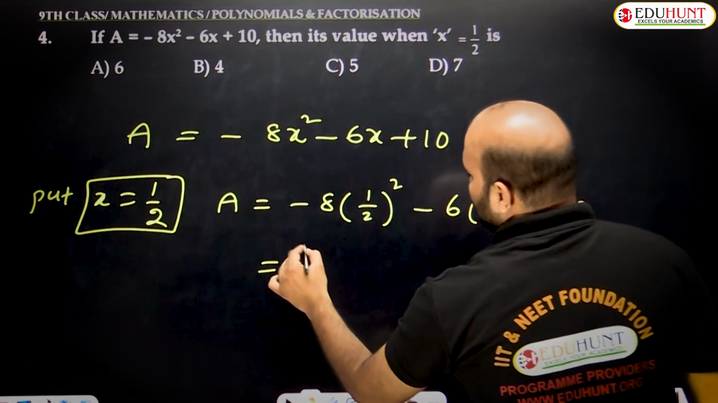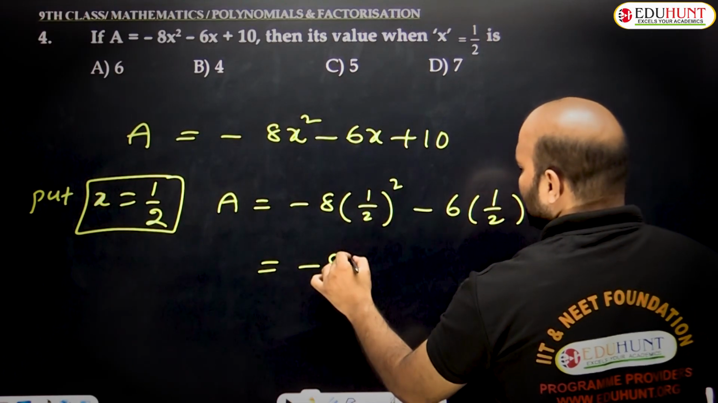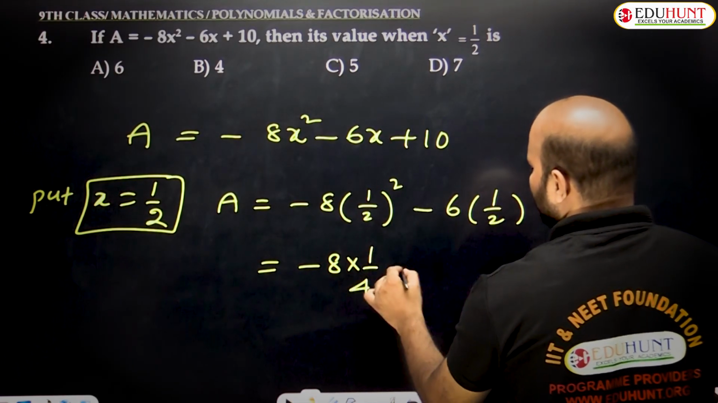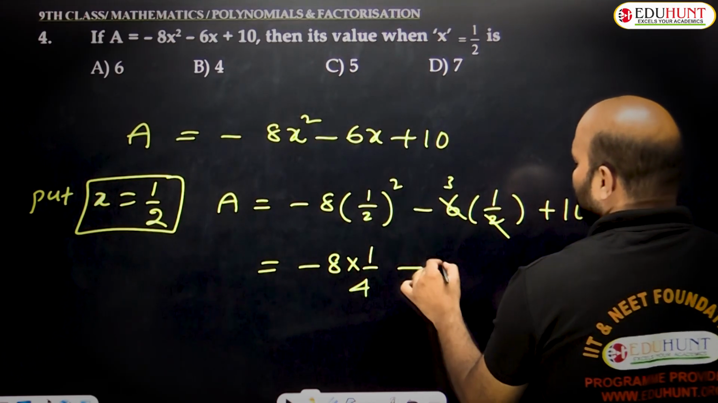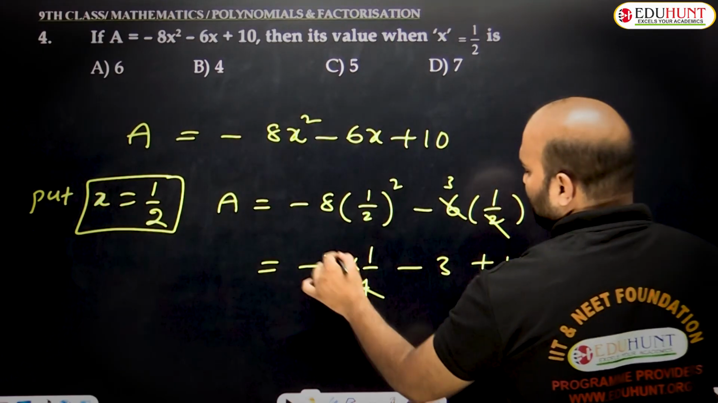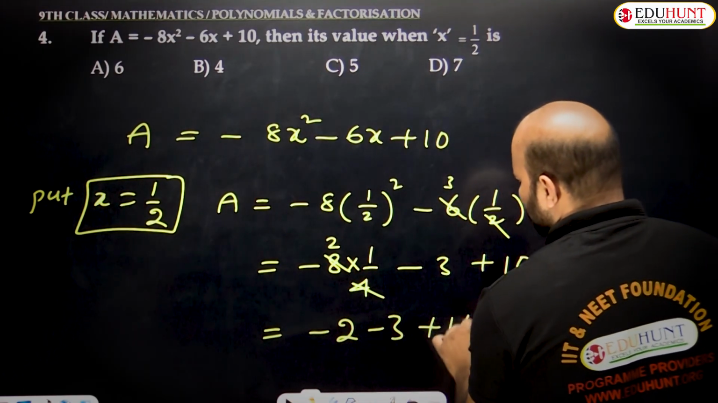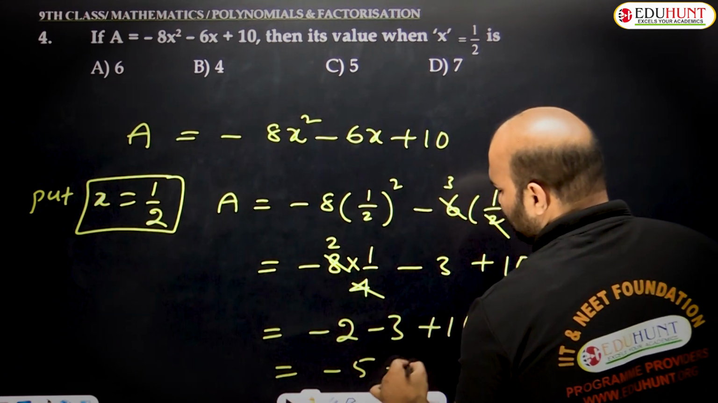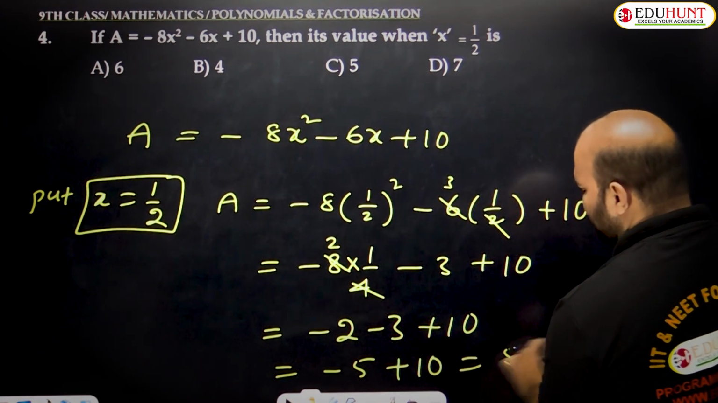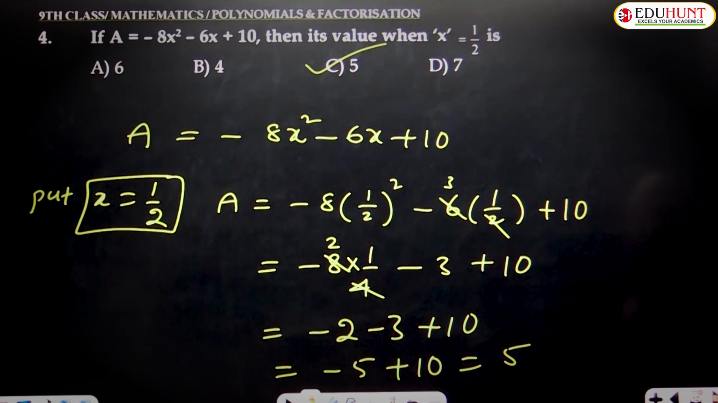So clearly, minus 8 into 1 by 2 whole square, nothing but into 1 by 4. Am I clear? Minus 6 into 2 1s are 2, 3 2s are minus 3, into 1 minus 3 plus 10. So it is 4 1s are 4, 2 2s are minus 2, into 1 minus 2 minus 3 plus 10. So minus 2 minus 3 minus 5 plus 10 equal to plus 5. So which one is the right answer? Option C, 5, is the right answer.